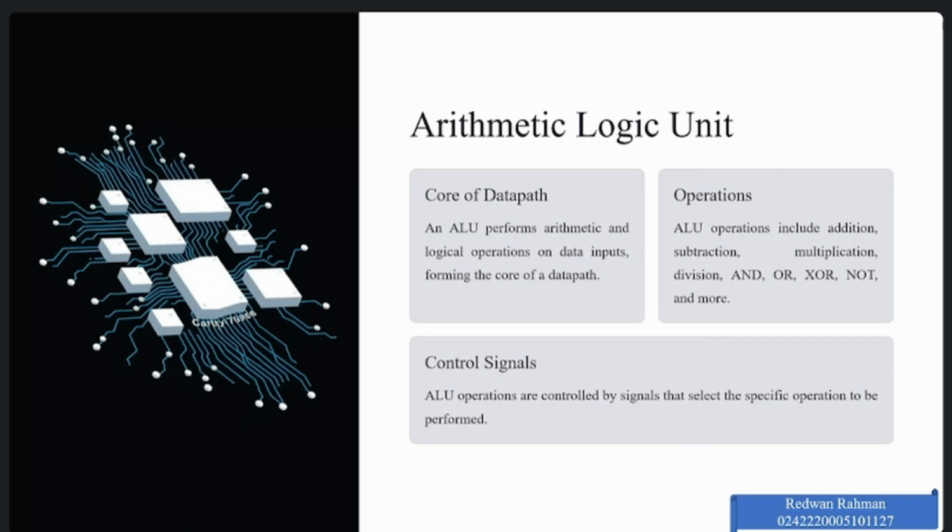Now I will talk about the arithmetic logic unit. There are three parts of an arithmetic logic unit. First is the core data path. An arithmetic logic unit performs arithmetic and logical operations on data inputs, forming the core of the data path. Operations: arithmetic logic unit operations include addition, subtraction, multiplication, and division, also AND, OR, XOR, NOR, and more. Control signals: arithmetic logic operations are controlled by signals that select the specific operation to be performed.